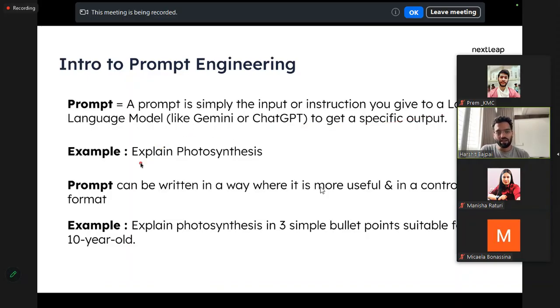So a simple prompt like "explain photosynthesis" would give an output which would be very big in nature, something which we have seen in the previous session. I just wrote something and a lot of text came up. But ideally, a more usable prompt would be "explain photosynthesis in three simple points." Depending on who you want to explain it to, you can write bullet points suitable for a 10-year-old kid. So a prompt can be written in a way where it is more useful and in a controlled format.